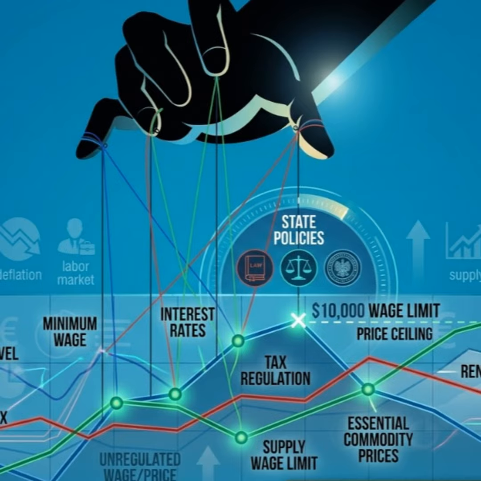Impacts of income and price regulation policies. The impacts of income and price regulation policies can be far-reaching and multifaceted, affecting various stakeholders and sectors of the economy. This section evaluates the economic, social, and political impacts of these policies, considering factors such as efficiency, equity, and market dynamics.